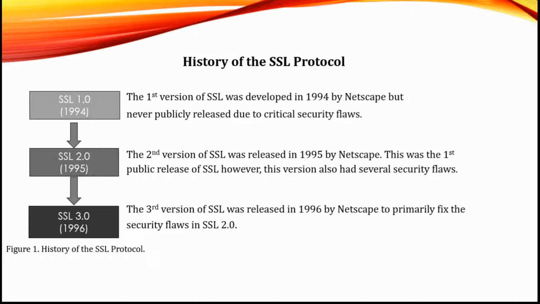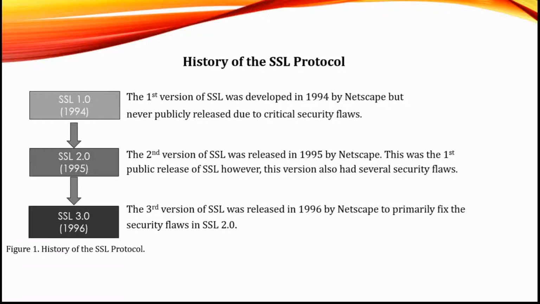History of the SSL protocol. It started with SSL 1.0, developed in 1994, but it was never publicly released due to critical security flaws. Then SSL 2.0, released in 1995, was the first public release of SSL. However, this version also had several security flaws. SSL 3.0 was released in 1996 primarily to fix the security flaws in SSL 2.0. Because of these critical security weaknesses, there was a need to develop a better security protocol.